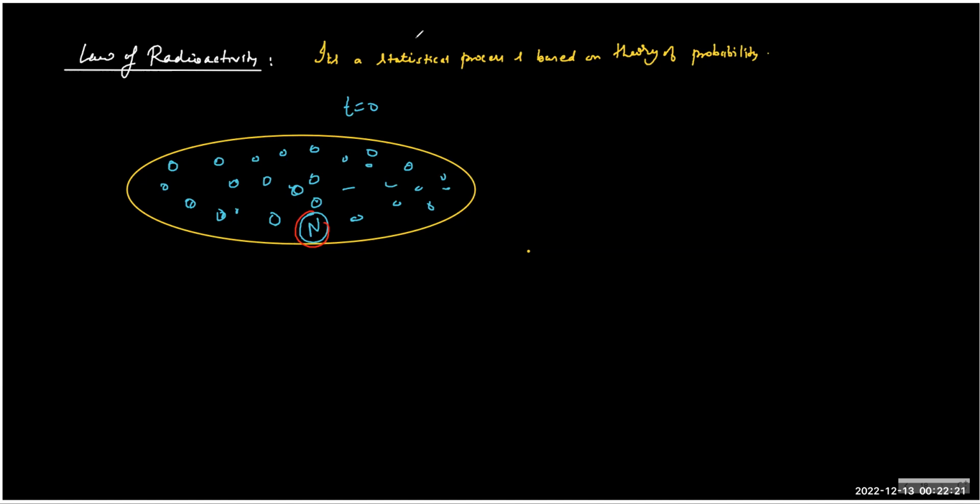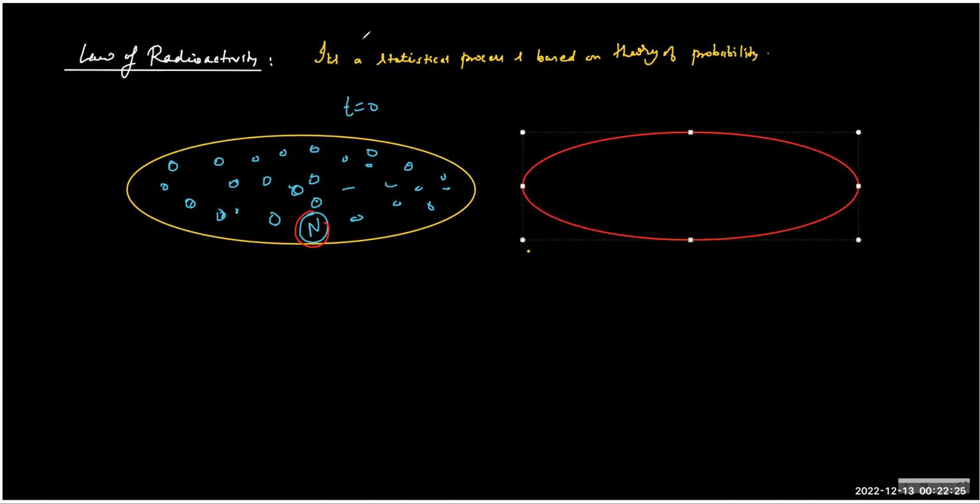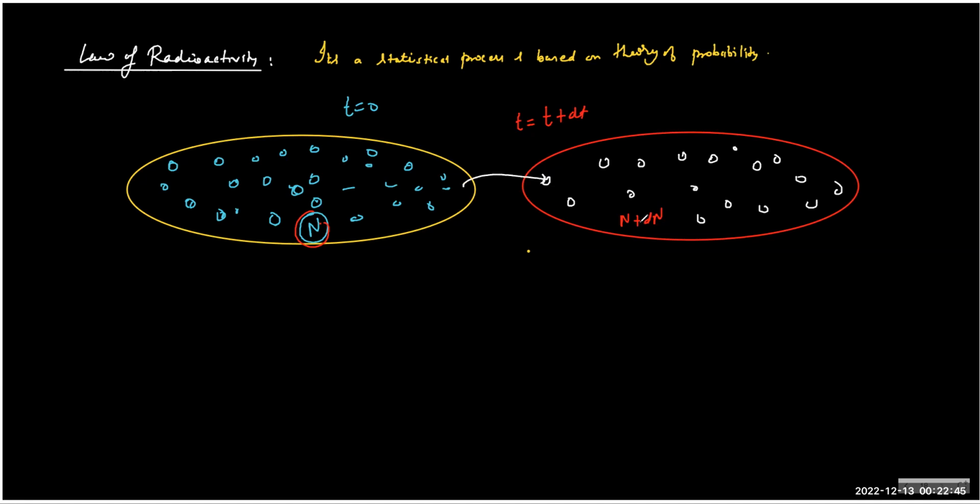Now the thing is, after a moment, at t plus dt, the N will be less or more? Less. So let's call it N plus dN, where dN is going to be negative, right? But mathematically, what do we assume? N plus dN, right?